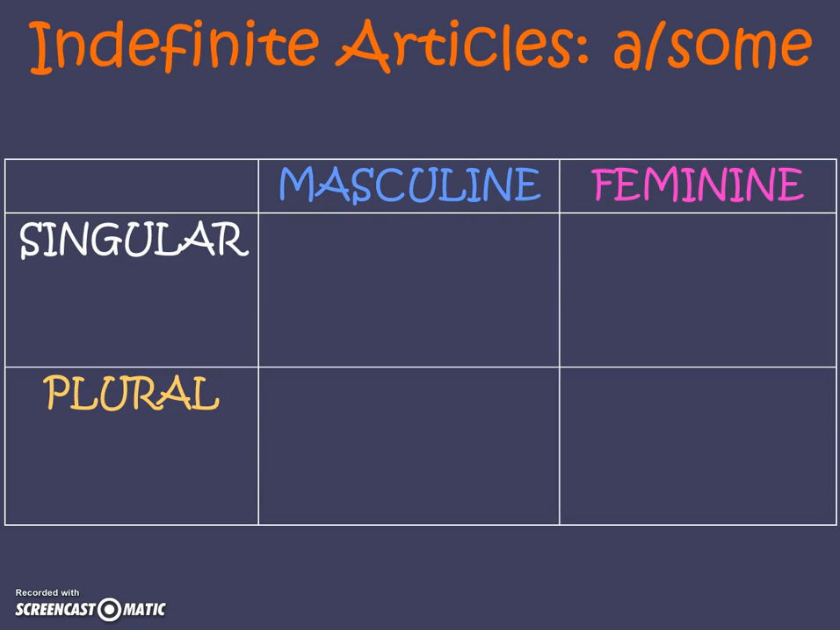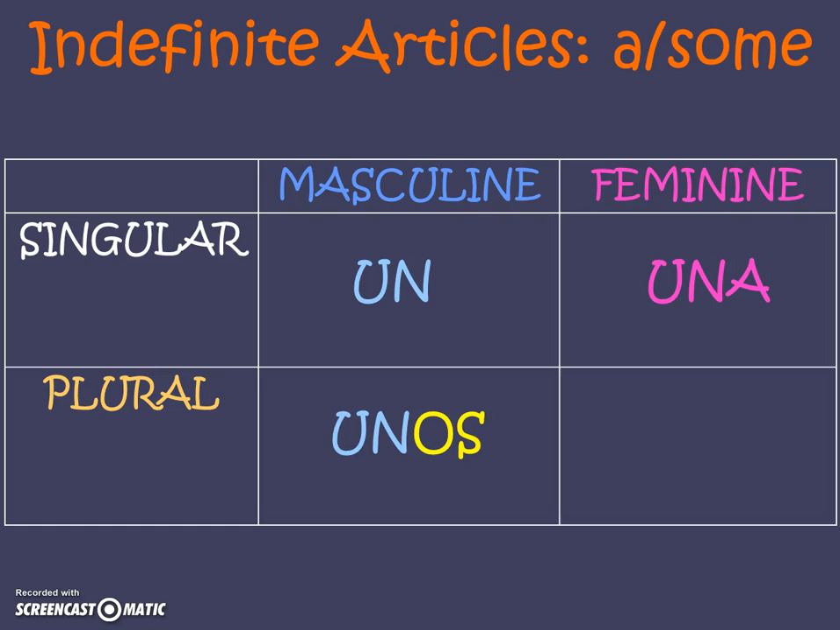So how do we do this? It's the same exact thing, just a little bit different. We still have to use masculine and feminine, and we still have to figure out if it's going to be singular or plural. So, our masculine singular indefinite article is un. Our feminine singular is una. Our masculine plural indefinite article is unos. And our feminine plural indefinite article is unas. Okay, get a good look at those for a second.